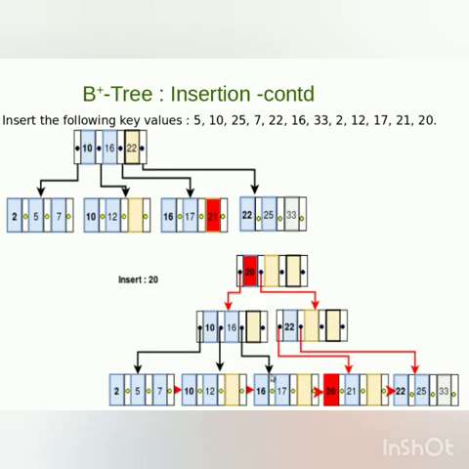Therefore, this is how a B plus tree is constructed. As an example, we constructed a B plus tree from the search key values 5, 10, 25, 7, 22, 16, 33. This many total values, and it has 5 leaf nodes, 2 intermediate nodes and a root node.